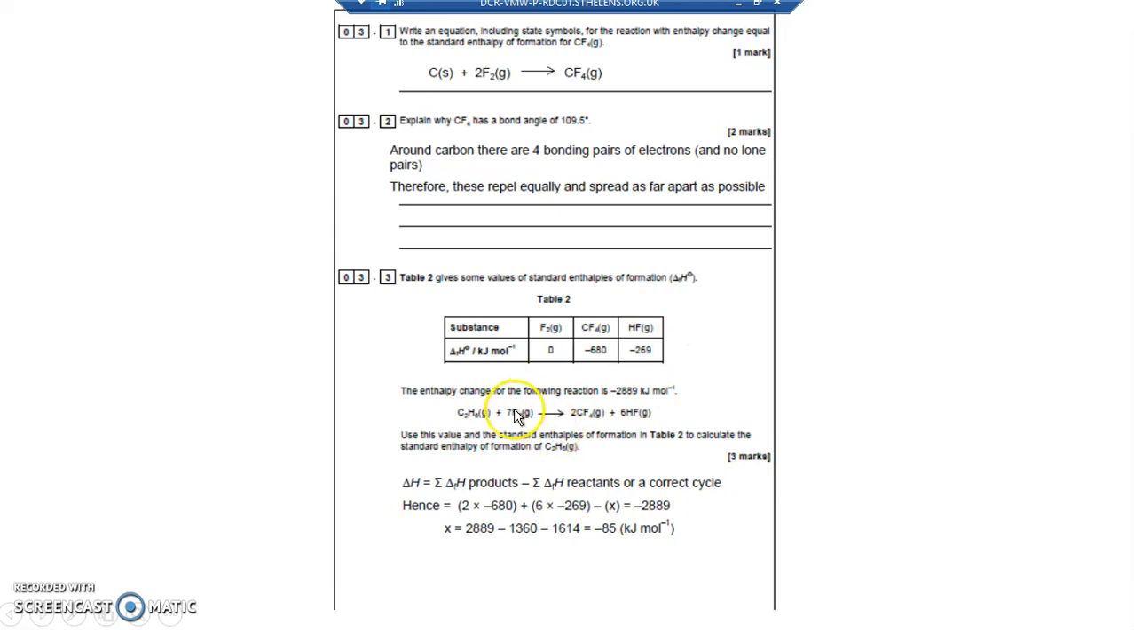So we take away 7 zeros, which we can leave out, take away X, which is going to be the value of the enthalpy of formation of C2H6. The easiest way of doing this is minus X, take that across to the other side, it becomes plus X, minus 2889, take this across to the left hand side, it becomes plus 2889, so X equals plus 2889, take away 2 times minus 680, which is minus 1360. 6 times minus 269 is minus 1614. X equals minus 85. And it's in kilojoules per mole, because the other values are in kilojoules per mole as well.